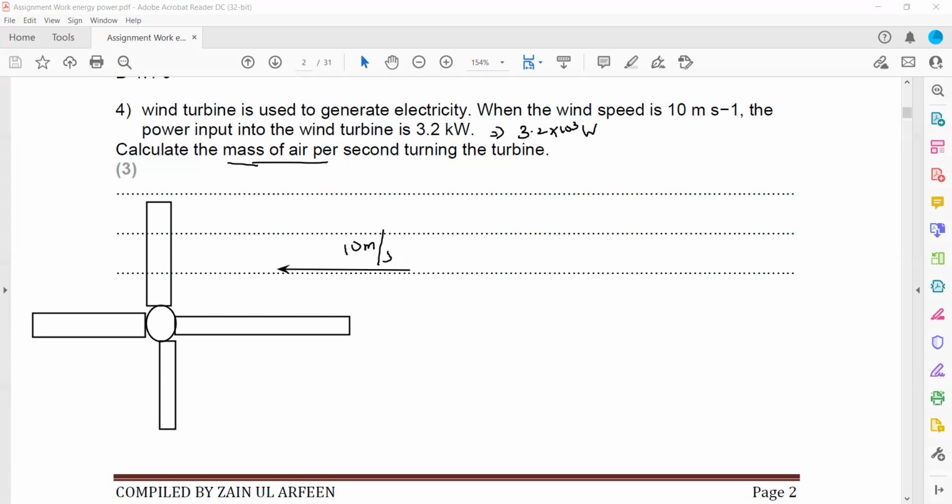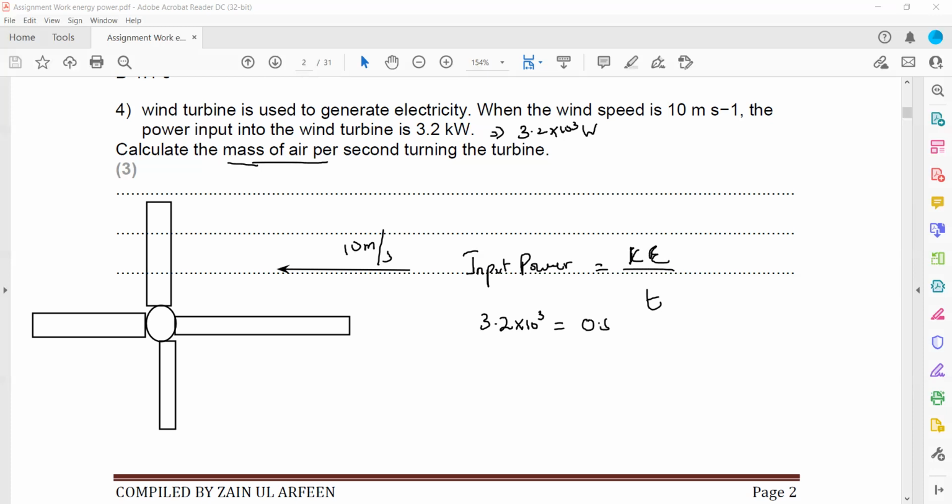We know that kinetic energy, basically, this is the input energy, and what will be the input power? Input power or power is equals to energy. And in this case, what is the input energy? That's a kinetic energy divided by time. So we can say input power is equals to kinetic energy divided by time. What is the input power? That is 3.2 kilowatts. So 3.2 into 10 to the power 3.